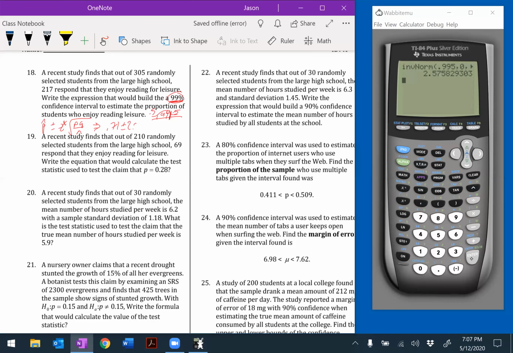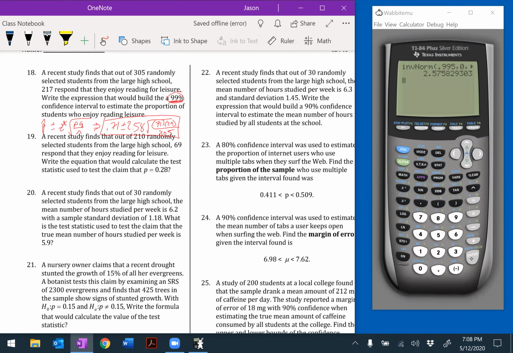So this is 2.58 times the square root of 0.71 times 0.29 all over the total number, which is 305. And they don't ask us to calculate this out, so we just leave it like so. You could plug that into the calculator and get your confidence interval, but you really wouldn't want to do that because you could just use the calculator for this. They're just asking you to set it up.